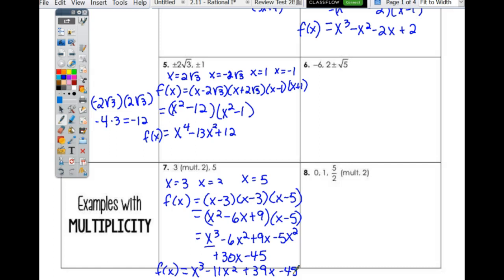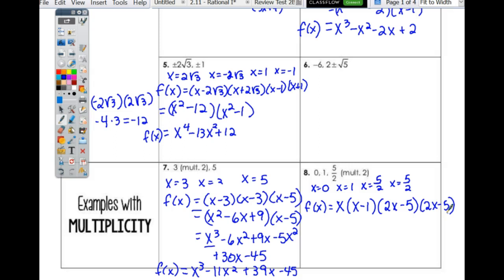So on number 8, if I write this, I can't do anything with this, so I have to leave x in my answer. So here, I'm going to take x minus 1. Here, I'm going to have 2x minus 5. And here, I'm going to have 2x minus 5. And you have to multiply all of this together.